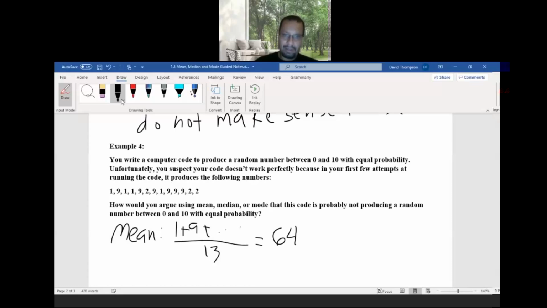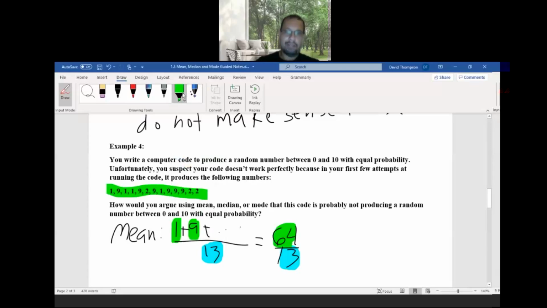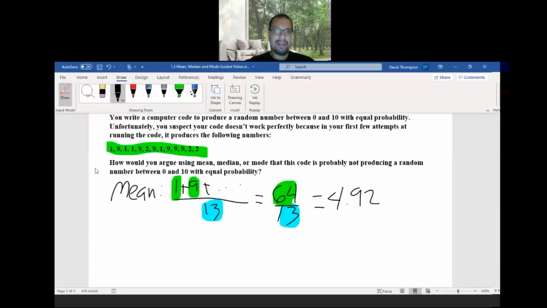Divided by 13. We'll use the blue to indicate the bottom, and we'll use the green for the numbers on the top. And this is the simplification. Now we divide, and we get a mean of 4.92. So by itself, the numbers are around the mean, so that's not enough to argue that the machine's broken.